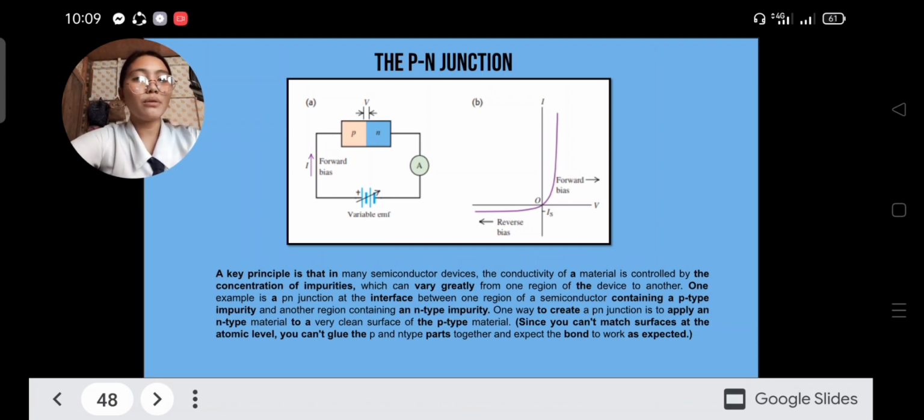One way to create a PN junction is to apply an N-type material to a very clean surface of the P-type material. Since you can't match surfaces at the atomic level, you can't glue the P and N-type parts together and expect the bond to work as expected.